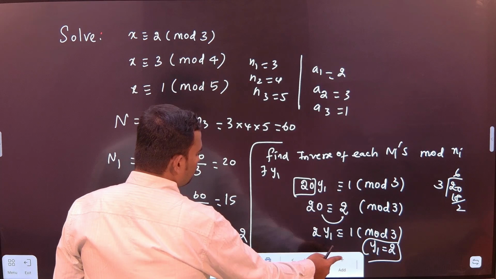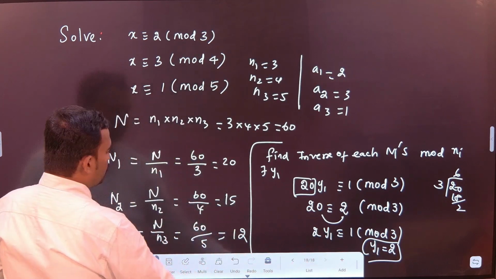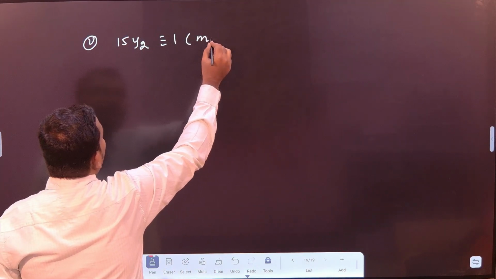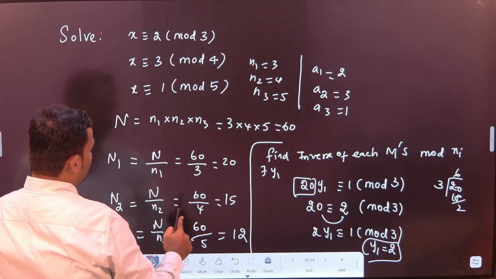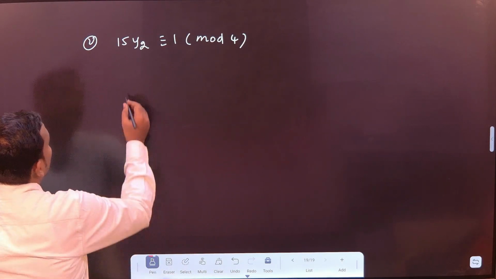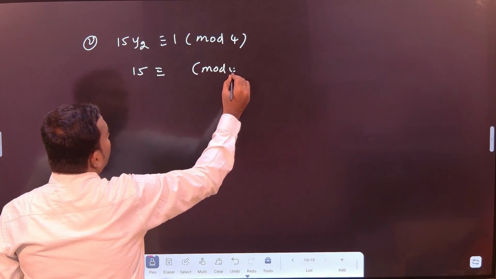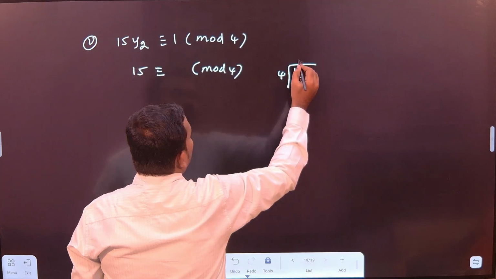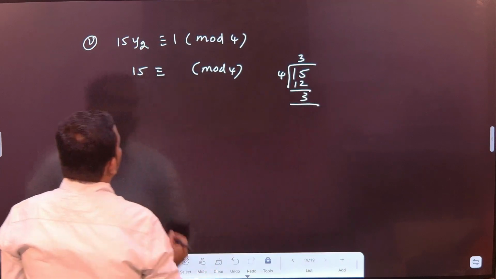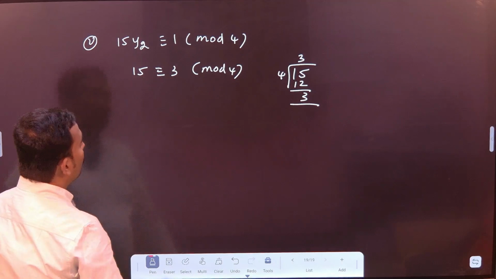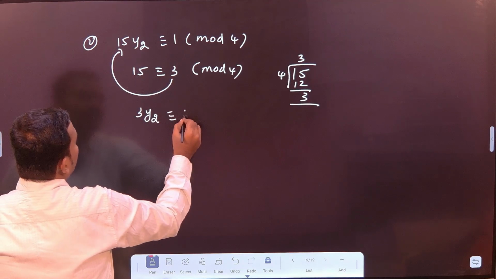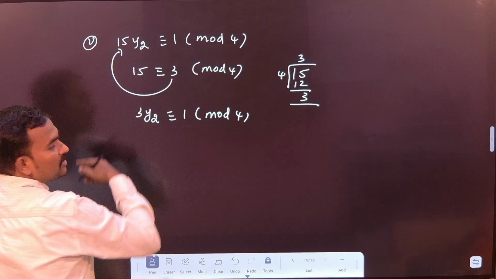Let's do the second one. Here the second one is N2, which is 15. 15 y2 is congruent to 1 modulo n2, which is 4. You have to take 4. So which y2 do you have to find? You know that 15 divided by 4: 3 times 4 is 12, the remainder is 3, right? So 15 is congruent to 3 modulo 4. So 3y2 is congruent to 1 modulo 4, because 3 and 15 are identical, you can replace it.